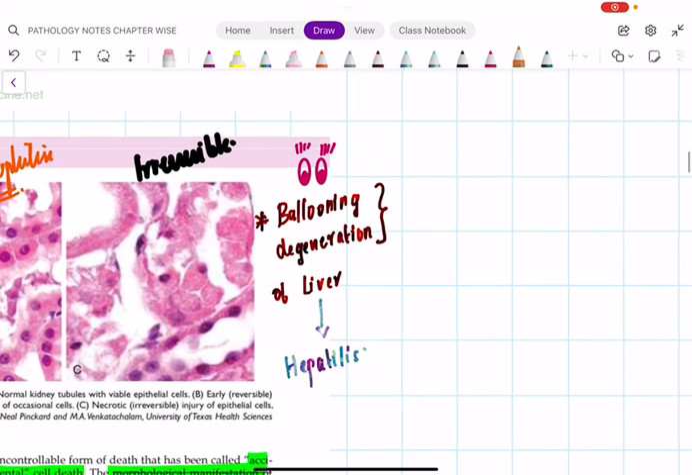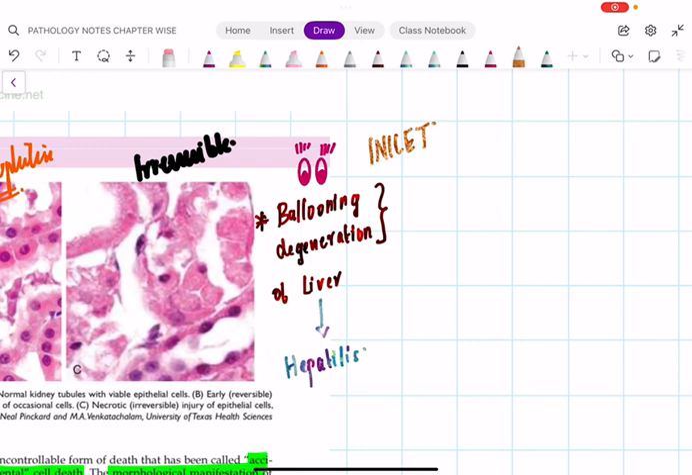There is another very, very important question which comes here, especially for your INICET exam. What is ballooning degeneration? In viral hepatitis, or acute and chronic hepatitis, we have something we call ballooning degeneration of the liver. That is also a type of hydropic change, a type of cellular swelling. Just remember, ballooning degeneration of the liver occurs in viral hepatitis. It is a sign of reversible cell injury.